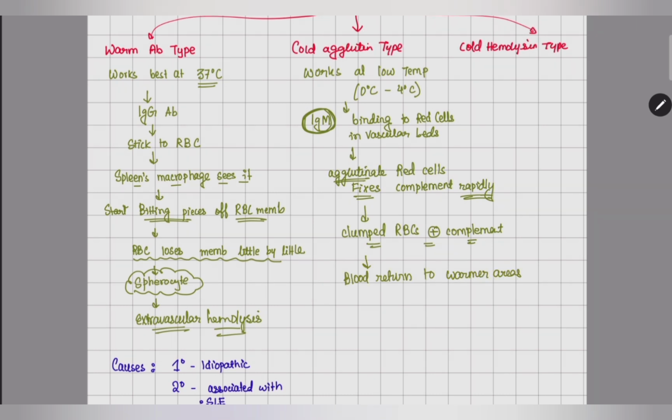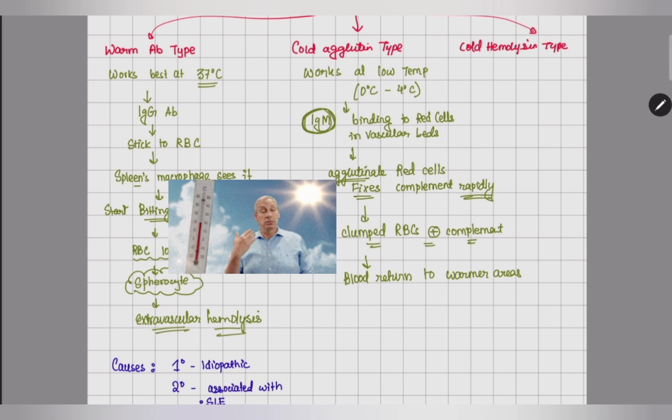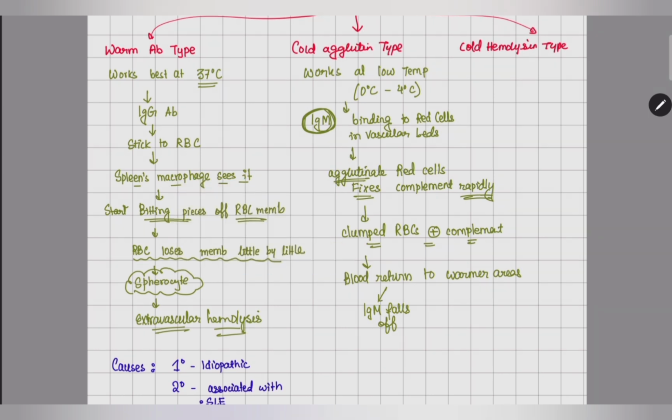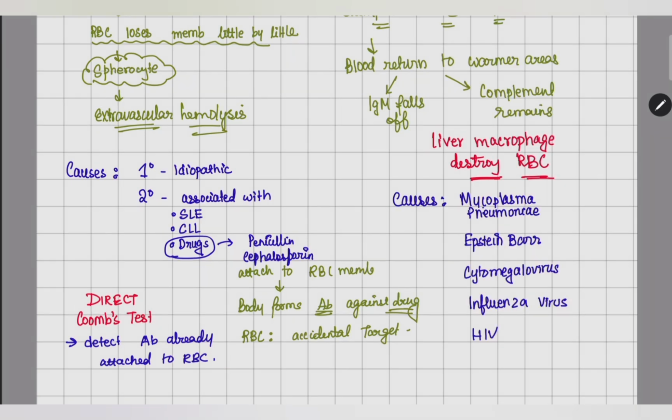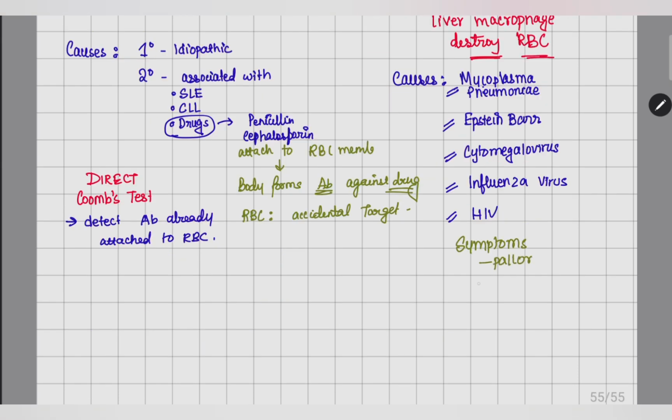But now when the blood moves back to warmer central circulation, that is around 37 degrees Celsius, the IgM antibody detaches from the RBC. However, the complement system is still attached. So the liver macrophages can recognize the RBC having the complement and they destroy the RBC. As IgM becomes active in cold temperature, the most common causes are Mycoplasma pneumonia, Epstein-Barr virus, cytomegalovirus, influenza virus, and HIV. The symptoms are pallor, cyanosis, Raynaud's disease, and hemolysis.